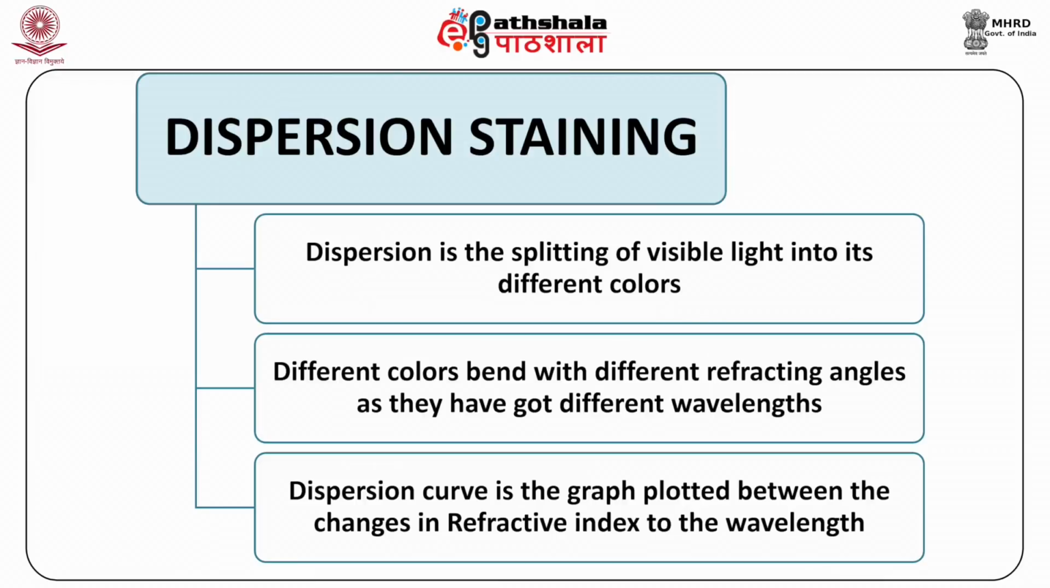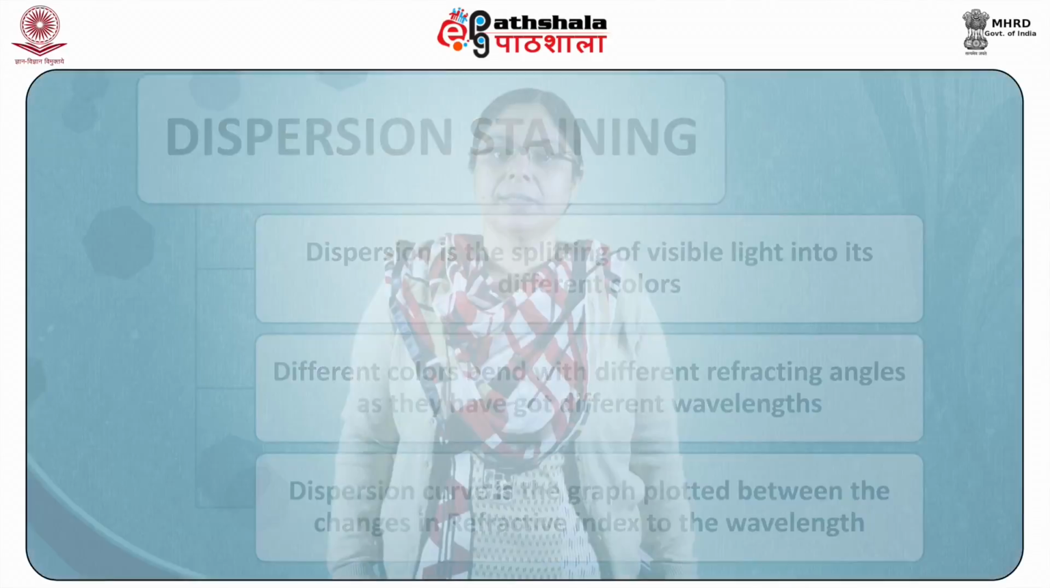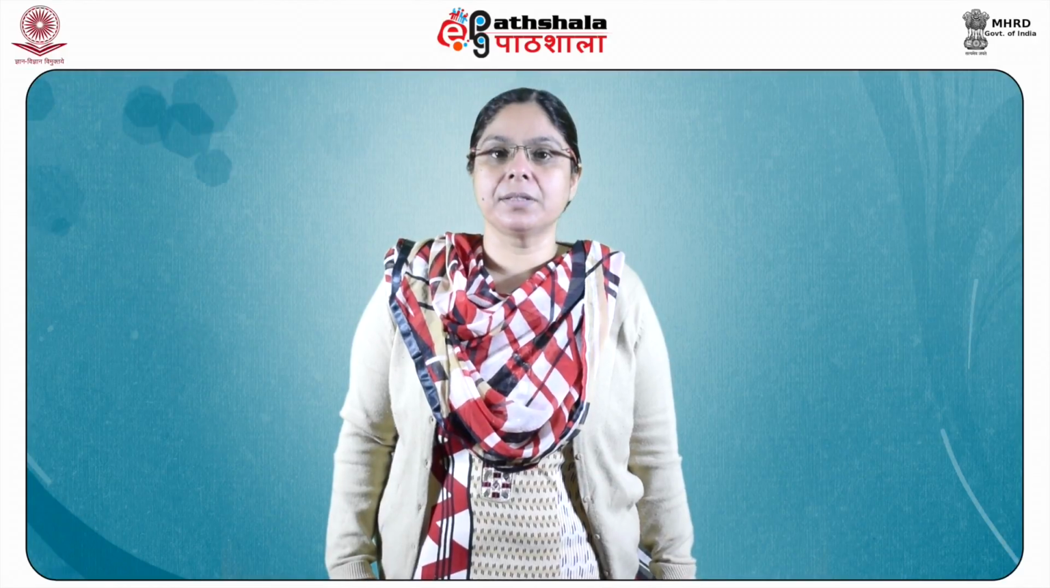By dispersion we actually mean the splitting up of visible light into different colors. This is because different colors bend with different refracting angles as they have different wavelengths. A dispersion curve is nothing but a graph between the change in the refractive index and the wavelength. Now the dispersion staining method is based on the principle of dispersion.